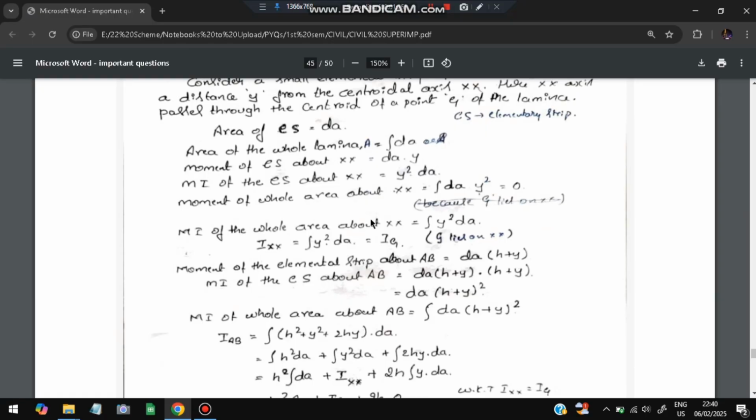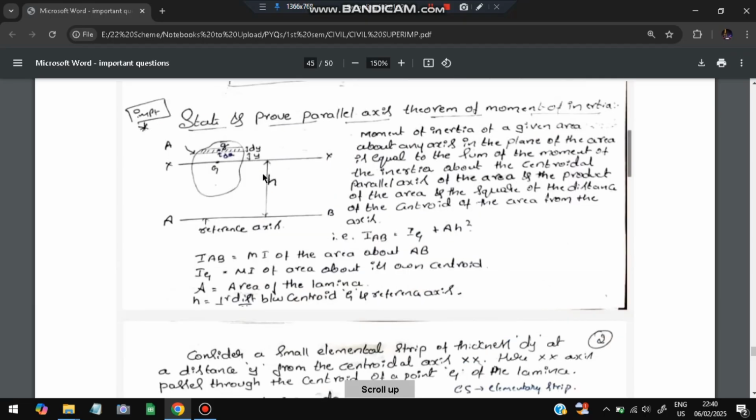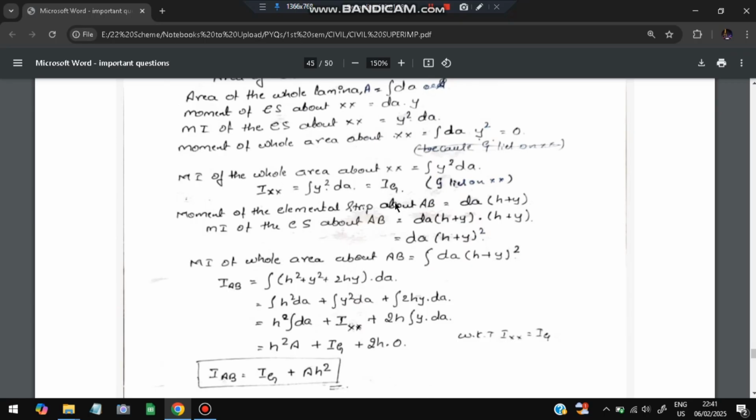Once we get the moment of inertia for the whole object, we'll be equating it with the moment of inertia for the whole object taken directly. So we'll arrive at an equation where we have the moment of the elemental strip about AB. First we are calculating the moment of the strip individually, then we will calculate with respect to AB.